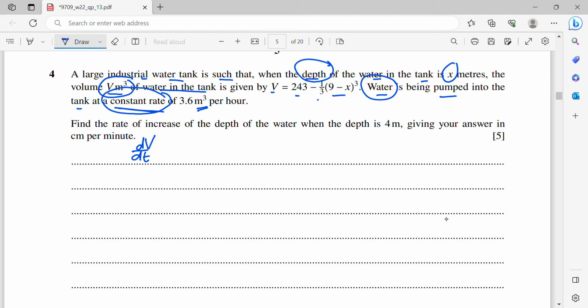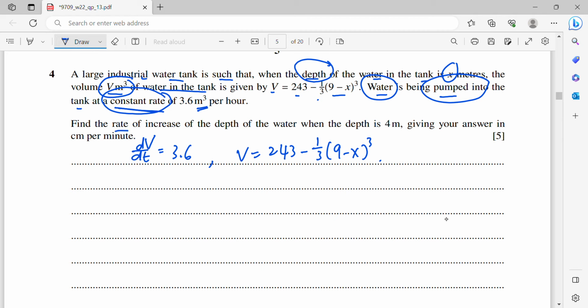So I will write dV/dt is positive 3.6. We use positive here because it's pumped into the tank. That means the volume is going to increase. If it is decreasing, then you have to write negative 3.6 for the dV/dt, a negative value. And I get V equals 243 minus 1 over 3 of (9 minus x) cubed. So this is the information that I can extract from the first paragraph.